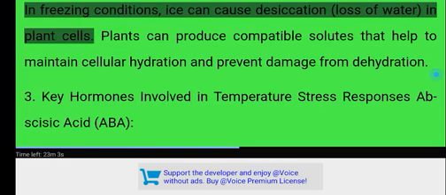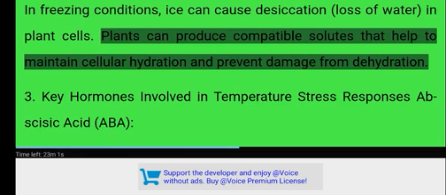Desiccation tolerance. In freezing conditions, ice can cause desiccation, loss of water in plant cells. Plants can produce compatible solutes that help to maintain cellular hydration and prevent damage from dehydration.